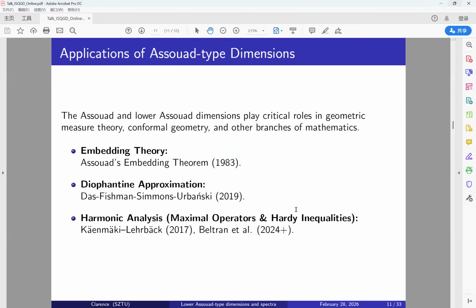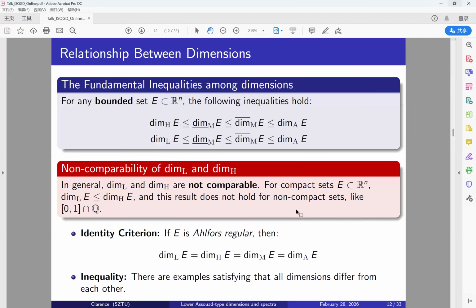So this was just a quick and general overview of the dimensions. And as for the fractal dimensions, a natural question is to describe the relationship between these dimensions.